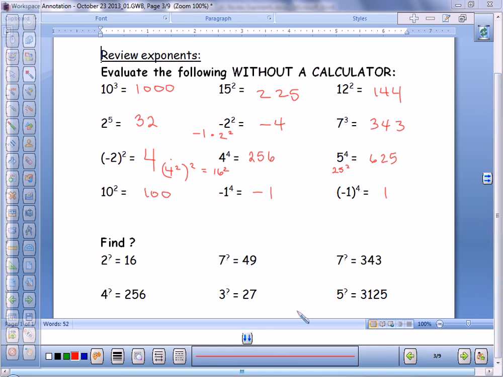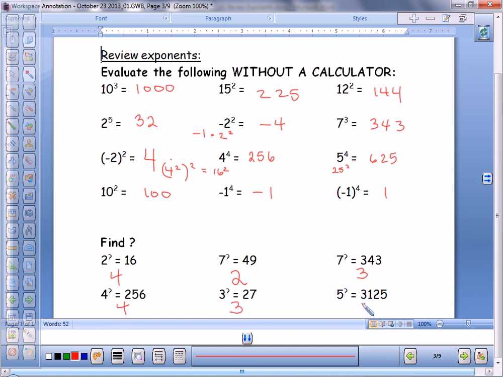Okay, now the bottom part leads us exactly into what we're doing today. What power do I raise 2 to get 16? 4. 7 to get 49? 2. 7 to get 343? 3. Okay? 4. 3. 5. 5. I got them all right.